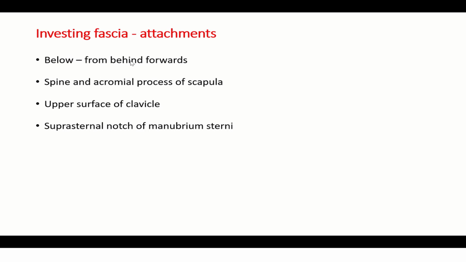Below, in the same way, we trace it from behind forwards. Let us start from the spine and acromial process of the scapula, then the upper surface of the clavicle, and the suprasternal notch of the manubrium sterni. Like this we trace it: spine and acromial process of the scapula, upper surface of the clavicle, and suprasternal notch of the manubrium sterni.